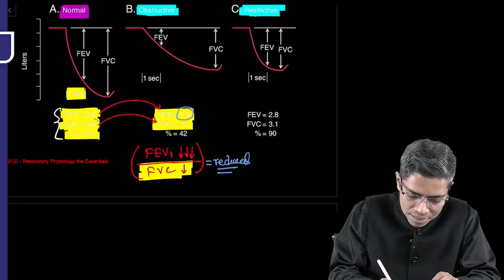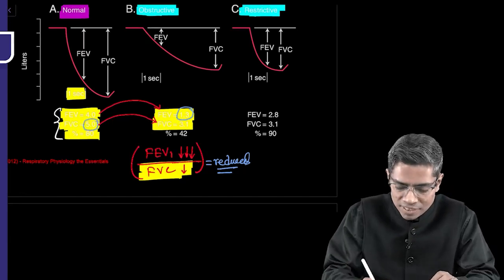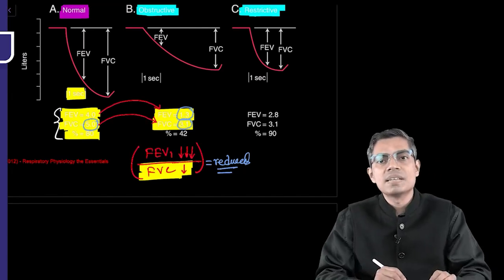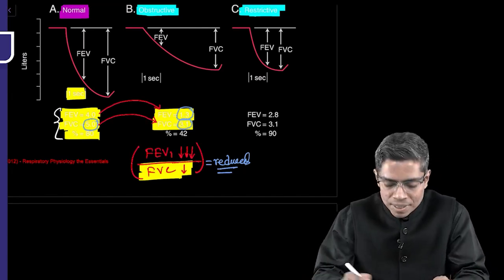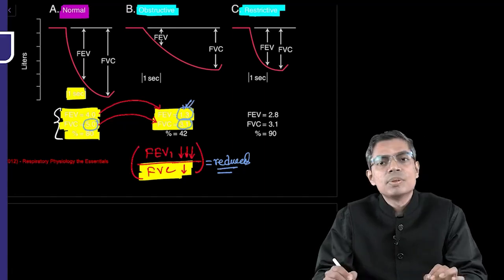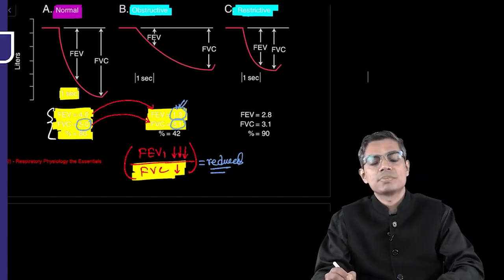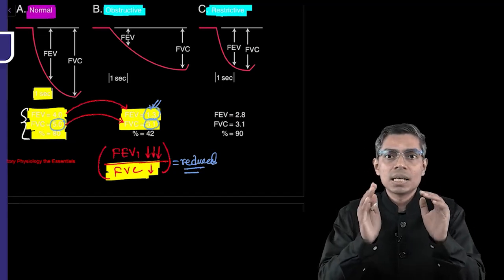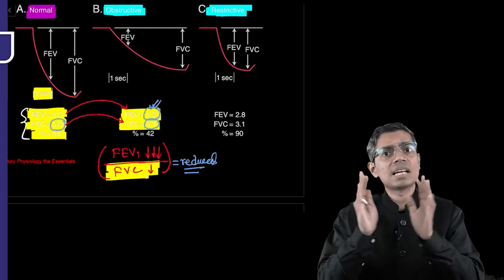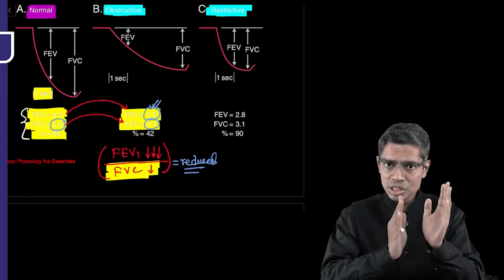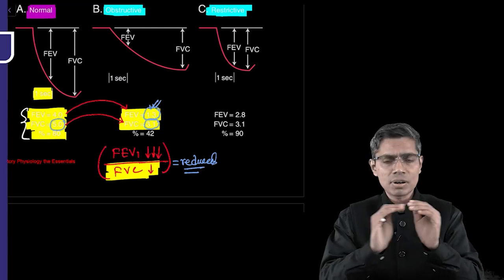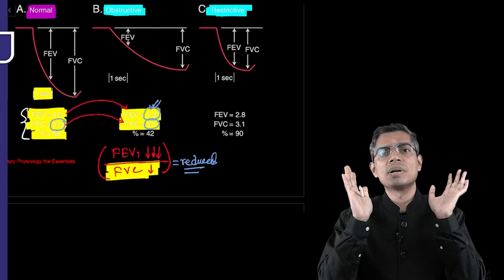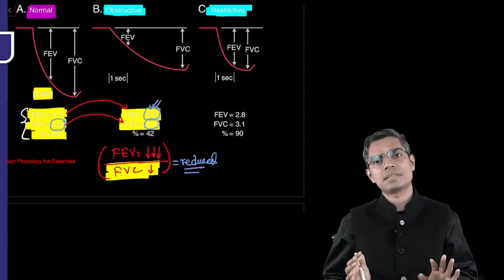And FVC also reduced, but it is from 5 liter to 3.1 liter. So which one has been reduced more? I can find out that FEV1 has been reduced much more than FVC. So bottom line is that both the volumes are lesser than normal, but if you take the ratio, the denominator is not that much reduced like that of the numerator. That's why the total ratio is less.